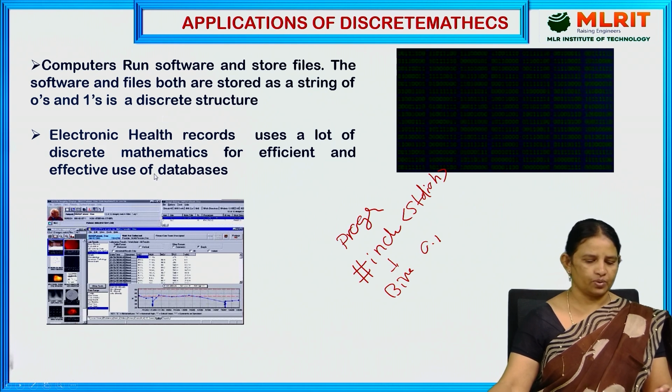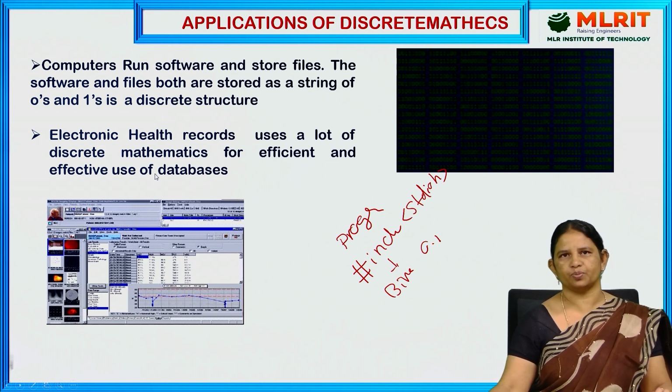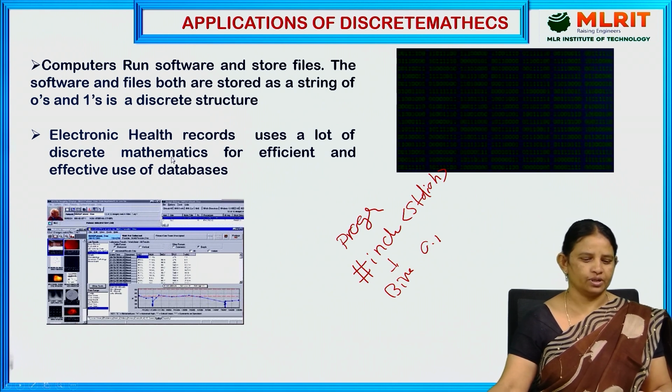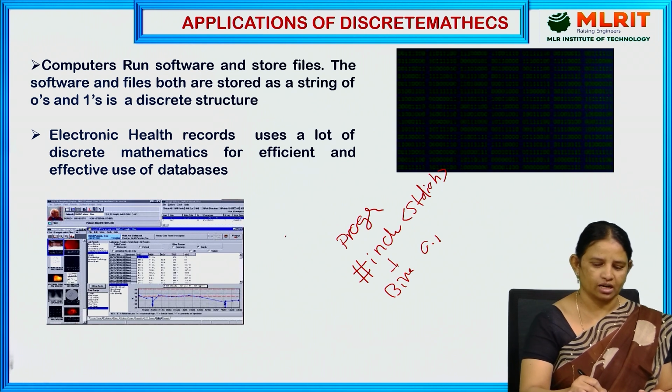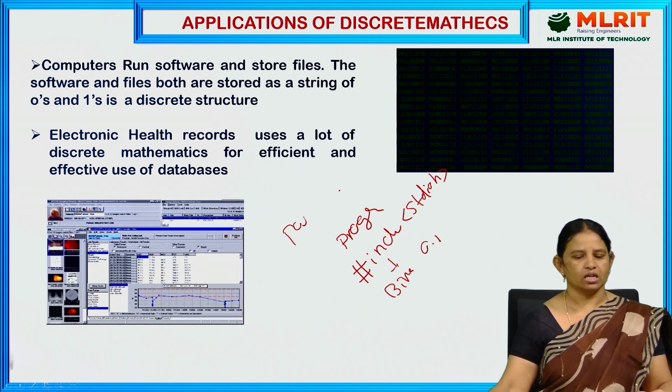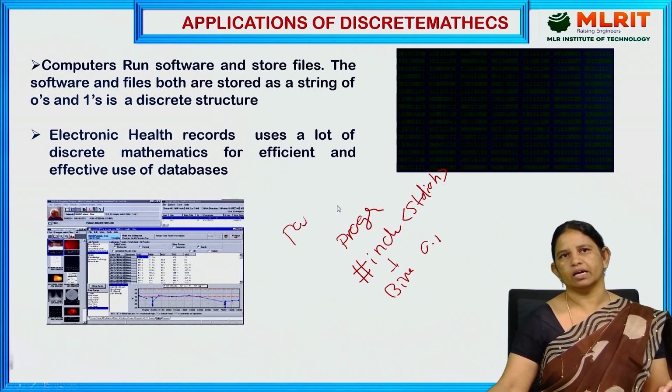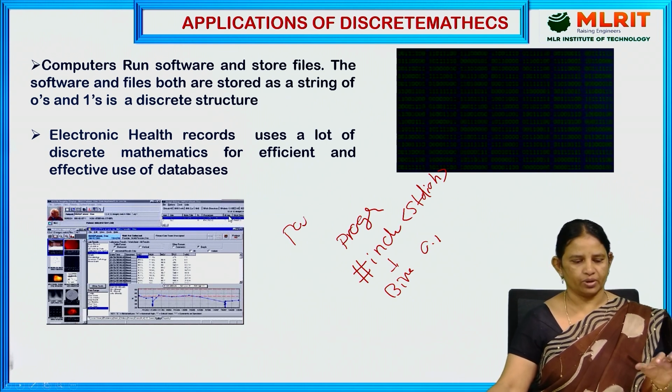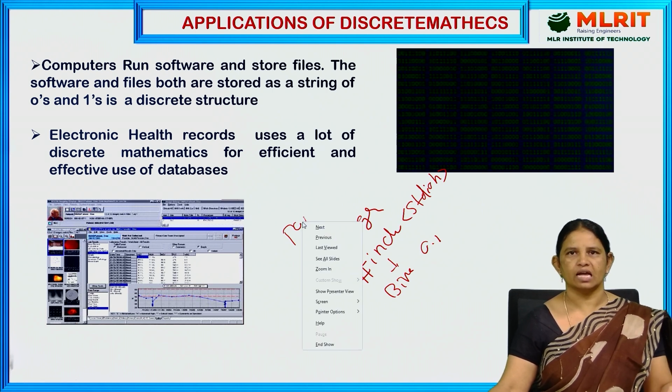Next, the second application: in a hospital, we can store the patient database. To store the patient database, we store information like the name of the patient and the disease he is suffering from. All these details are maintained in the database. These databases can be effectively managed with the help of discrete mathematics. That is the second application of discrete mathematics.